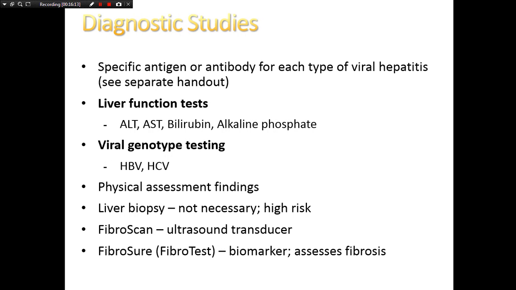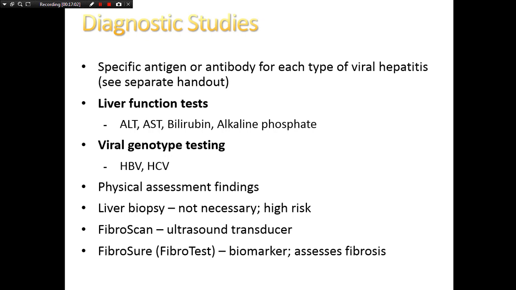So some of the diagnostic studies, there is a separate handout that I uploaded to Blackboard that specifies different antigens and antibodies for each type of viral hepatitis. I would focus on hepatitis A, B, and C. Your liver function test, depending on at what stage or the phase of the acute infection is when they'll be elevated. So the viral genotyping testing for HPV, HCV. If patients progress to where they have a chronic hepatitis, it's going to be very important for genotype testing to be done before treatment starts so that they can curtail the treatment to the specific genotype. That's an important concept to remember.